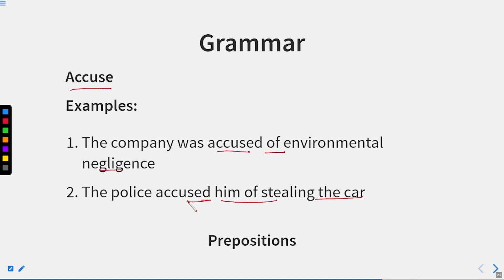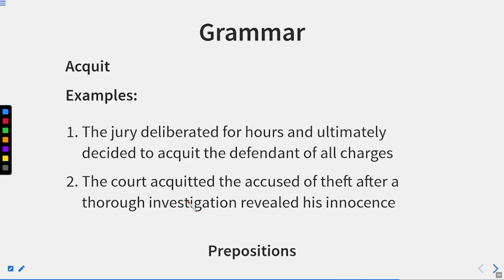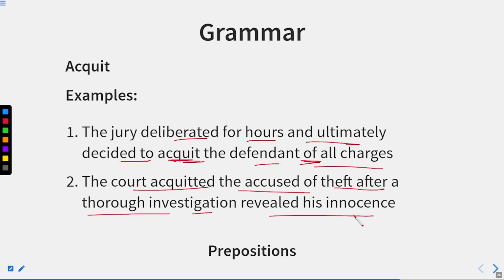Now let us move to the next one. If we have the word acquit, acquit means when we release from the charges or free from the charges. The jury deliberated for hours and ultimately decided to acquit the defendant of all the charges. So with acquit, we are using preposition of. The court acquitted the accused of the theft after a thorough investigation revealed his innocence.